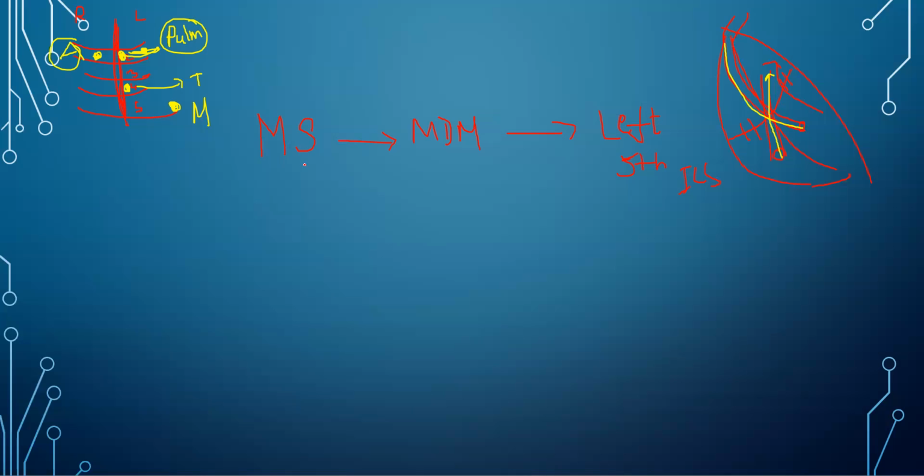Now come to the murmur again. So mitral stenosis gives you a mid-diastolic murmur in the left fifth intercostal space. Always remember that the opposite of mitral stenosis will also be a diastolic murmur. So what is the opposite of mitral? Aortic. So remember that, opposite of mitral is aortic and opposite of stenosis is regurgitation. So aortic regurgitation will also have a diastolic murmur. But what kind of diastolic murmur? Early diastolic murmur.